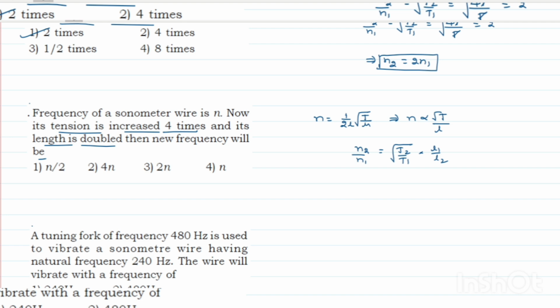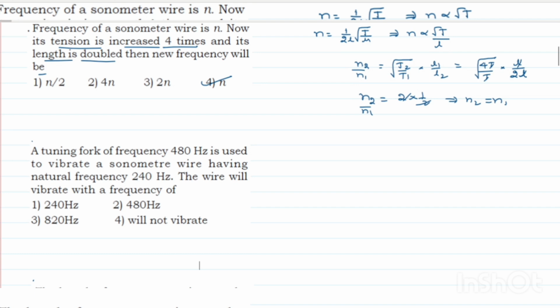T2 is given as the tensional force increased 4 times, so 4 times the tensional force by the initial tension T, and the initial length L, the length being doubled. Here L gets cancelled, T gets cancelled. Here N2 by N1 will be root over 4, in the sense 2, into 1 by 2, so the 2 gets cancelled. Then N2 by N1 is 1, so N2 equals N1. It means the final frequency is also equal to the initial frequency.